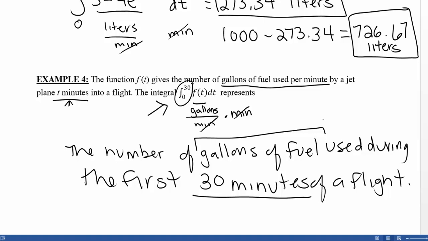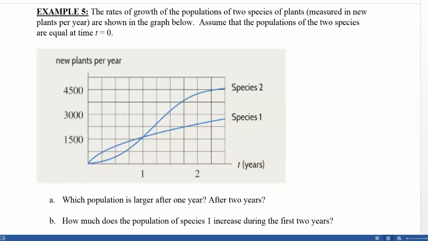Let's look at another example. Example 5. The rates of growth of the population of 2 species of plants measured in new plants per year are shown in the graph below. Assume that the populations of the 2 species are equal at time equals 0. Part A. Which population is larger after 1 year and after 2 years?